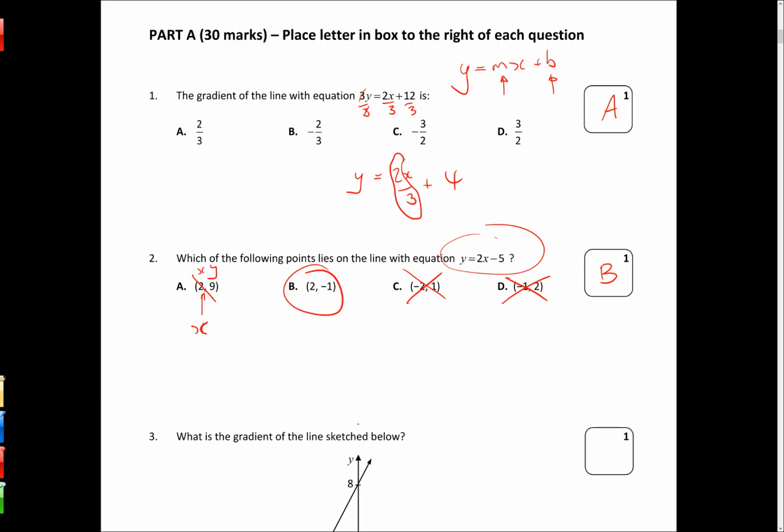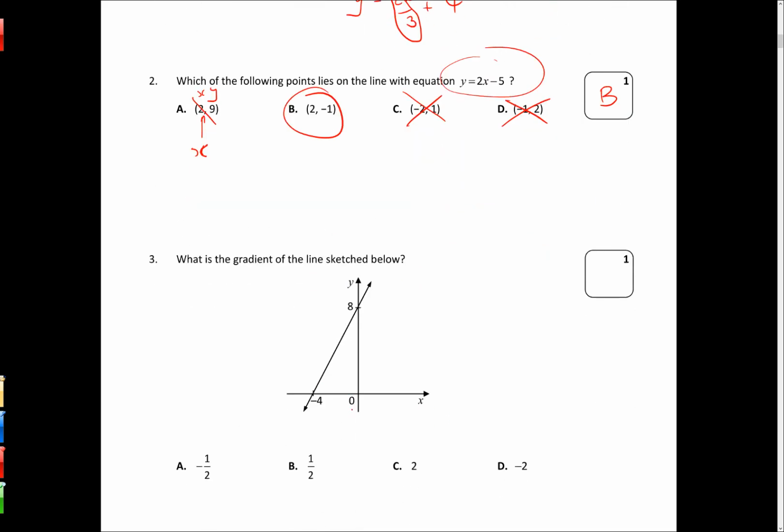Great. Next one, what's the gradient of the line sketched below? Well, obviously it's a positive gradient. Here's me walking along it from left to right. I'm going up, so it's a positive gradient. It's not A, it's not D. The only decision we've really got to make is which is vertical and which is horizontal. You can see my vertical rise, I'm going up 8. My horizontal run is I'm going across 4. So my gradient is equal to rise over run, which is 8 over 4. It's just a 2 gradient. And again, clearly it's positive.